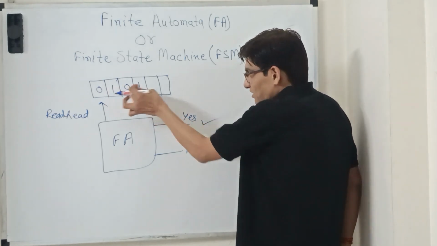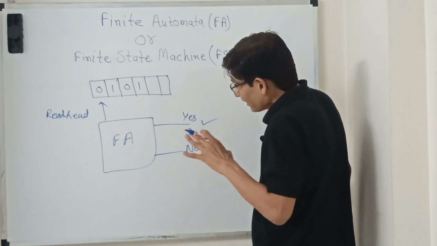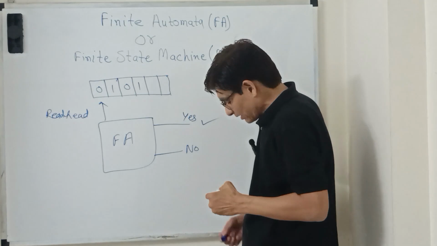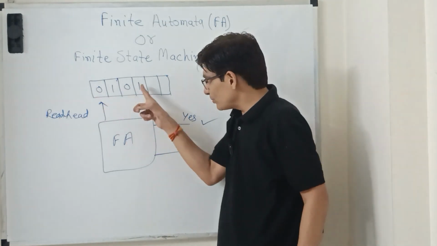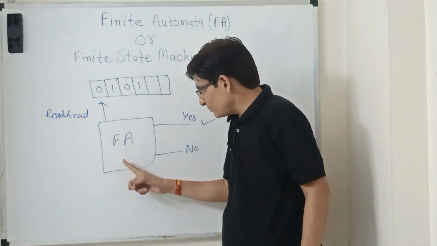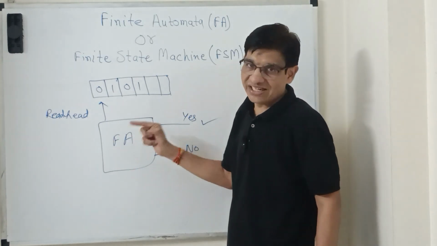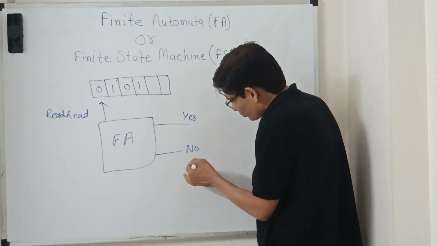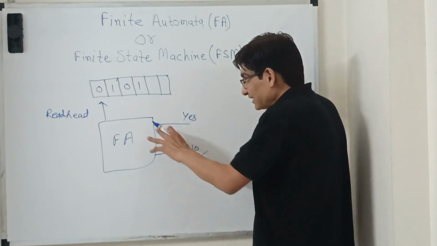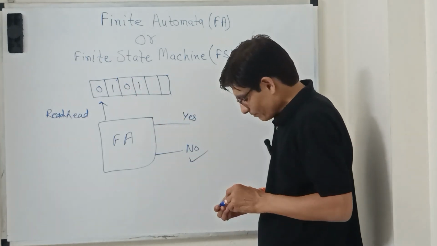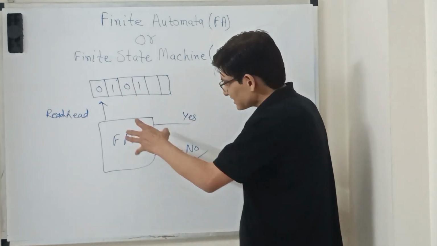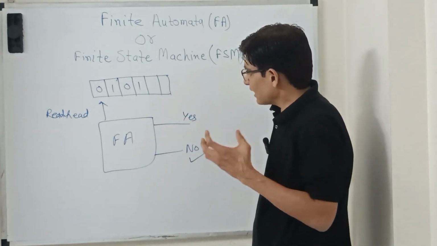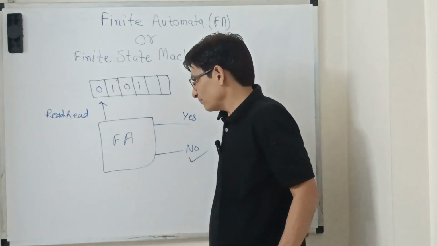That means this string belongs to that particular language. Now suppose the string doesn't belong to that language, then after reading the complete string, the machine will be in such a state which is not a final state. So that will give us output no. That means this string does not belong to that particular language. So this is the block diagram of your finite automata. I hope this is very much clear.